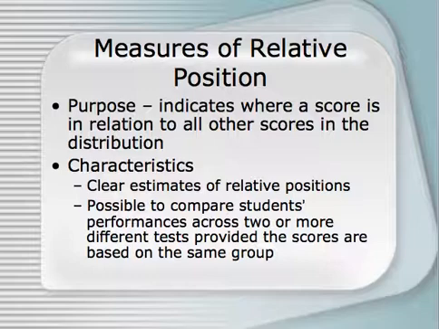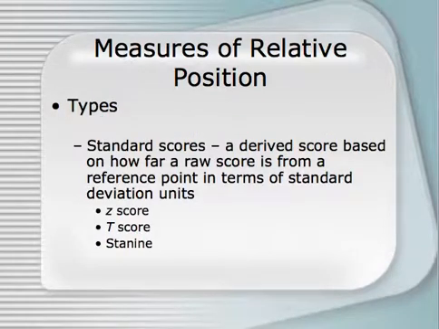So how do you compare the scores? Because in one you can only score 30 and in the other you could score 50, those scores cannot be compared directly. That's where measures of relative position come into play. So these are standard scores. These are derived based on how far a raw score is from a reference point in terms of standard deviation units. There are three types: z-score, t-score, and stanines.